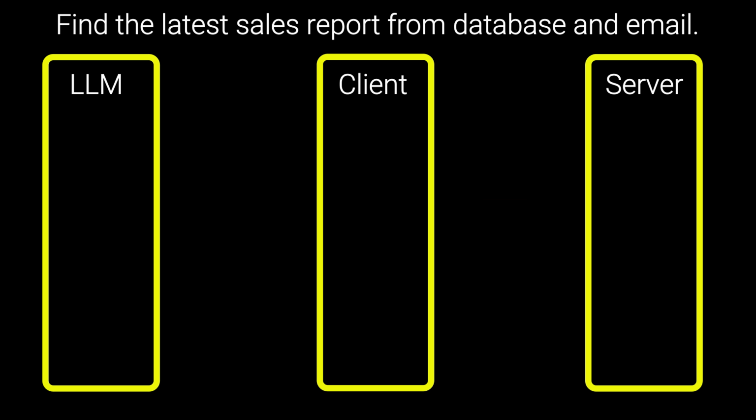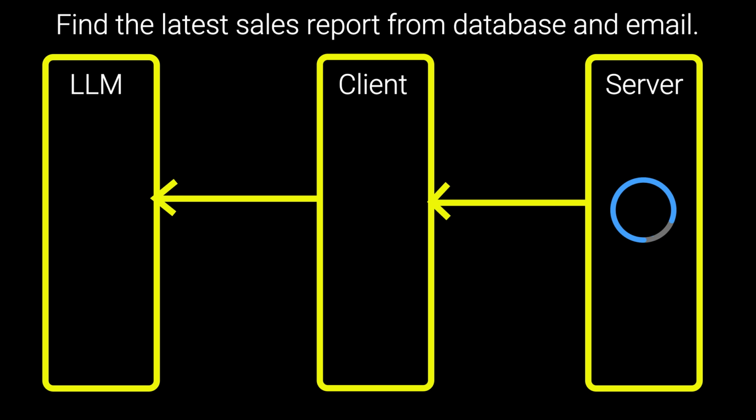Third, external action and data return. The MCP server receives the request, translates it into a secure SQL query for the company's database, and retrieves the sales report. It then formats this data and sends it back to the LLM.